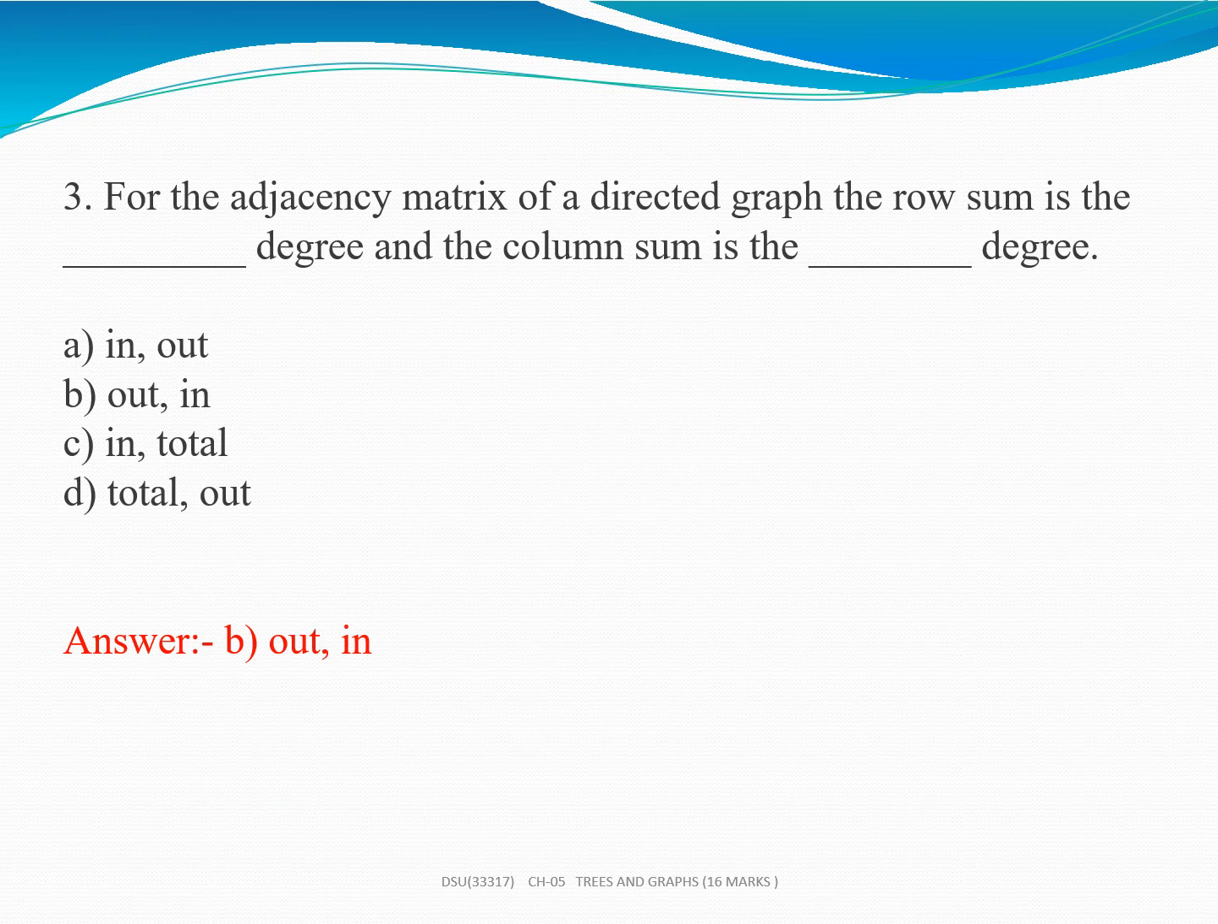Now the third question: for the adjacency matrix of a directed graph, the row sum is the dash degree and the column sum is the dash degree. The options are in-out, out-in, total, total-out. The correct answer is out and in. That is, for the adjacency matrix of a directed graph, the row sum is the out degree and the column sum is the in degree.